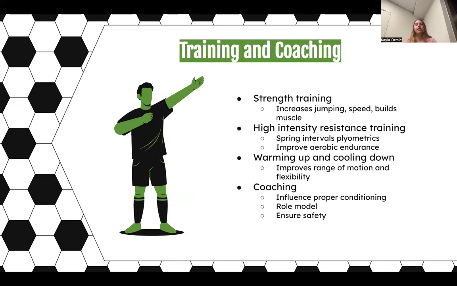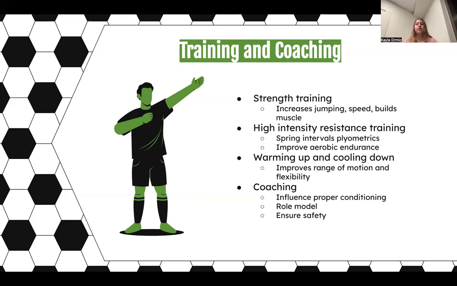Strength training increases jumping movements, speed acceleration, builds muscle, and reduces the risk of injury. Important exercises include squats, deadlifts, lunges, planks, hanging leg raises, push-ups, bench press, jump squats, and box jumps. High-intensity resistance training, such as sprint intervals or plyometrics, can improve aerobic endurance, strength, and speed. Proper warming up and cooling down is crucial for preventing injury.